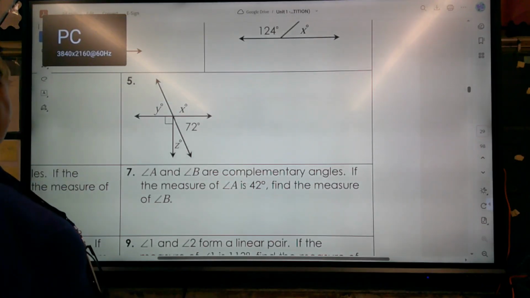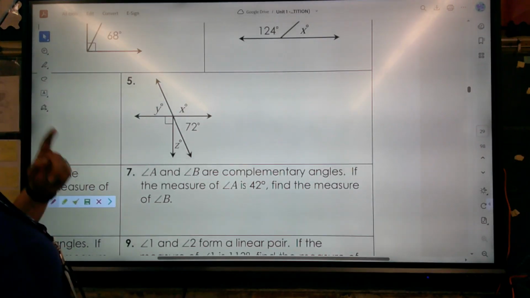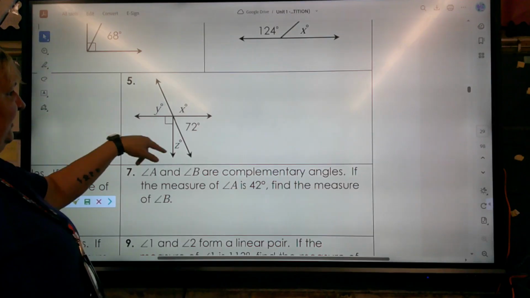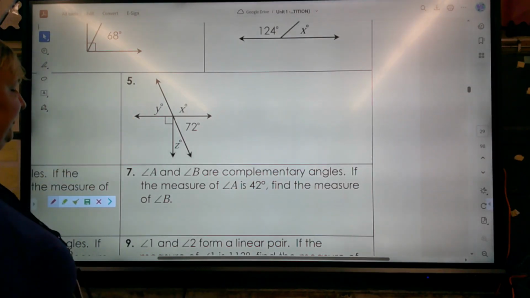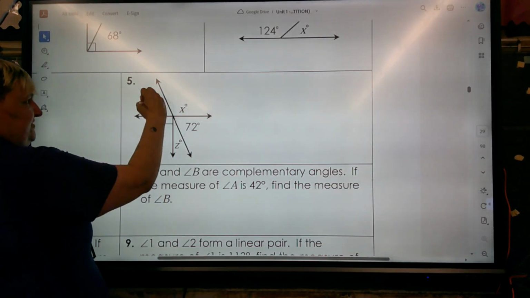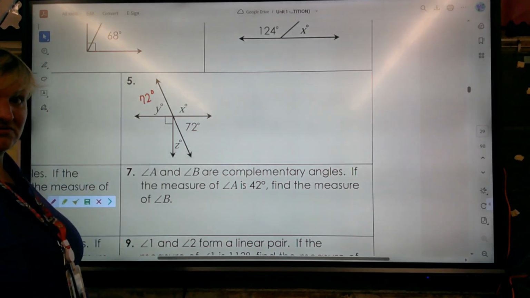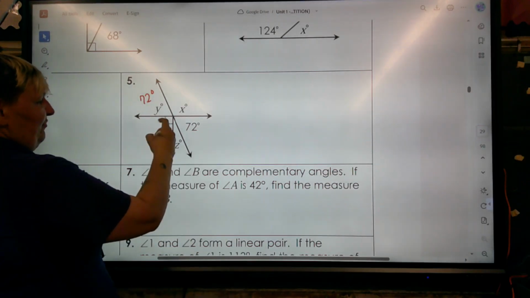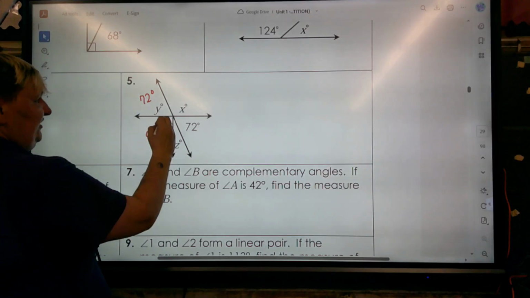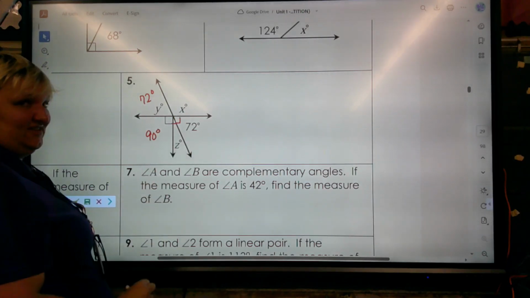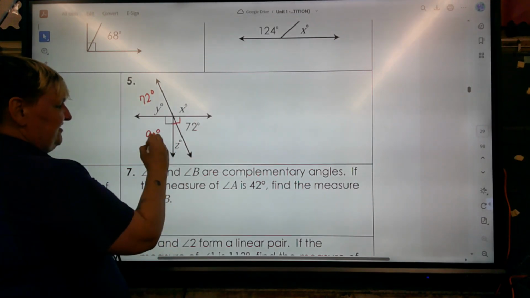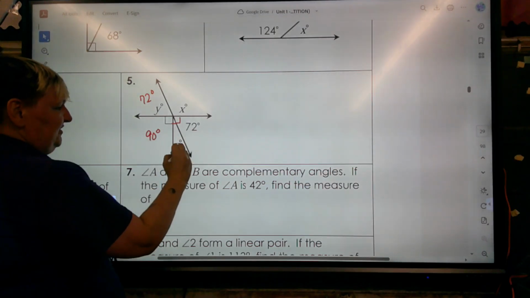All right, let's get a little more complicated. That's a lot of information. Let's see what we can figure out. This one is 72, which means this one has to be 72 because they're vertical angles. This one has the box, which means it has to be 90 degrees. This one has the box, which means the box exists invisibly over here. So if this plus this has to equal 90, then this has to be 18 degrees.